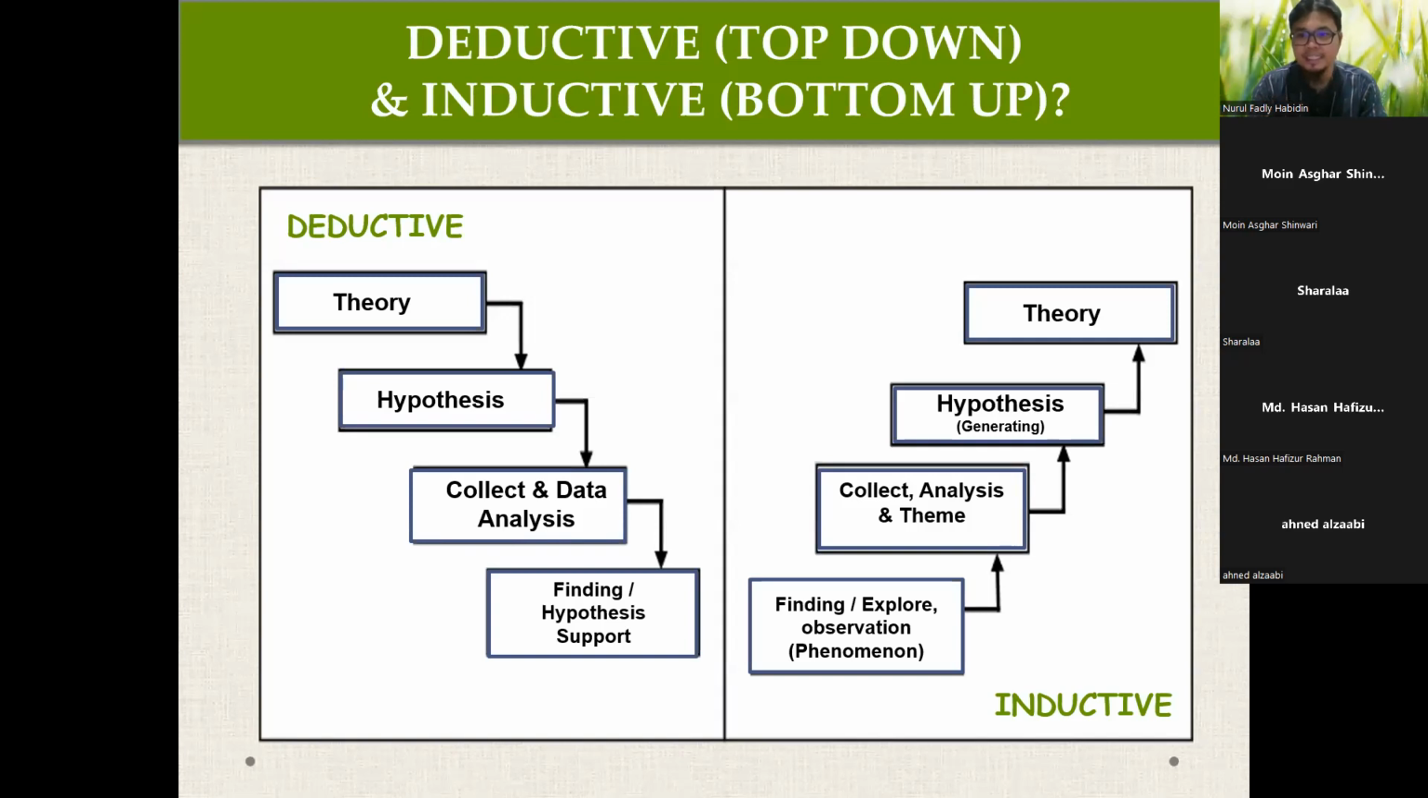So hypothesis generating is your finding actually. Then finally you get the theory. So with inductive, you can do theory building. You can propose a new theory. But for deductive, for quantitative, we need to start our research with theory in order to get the finding. So theory is a must if you want to get the finding, because this is quantitative research.